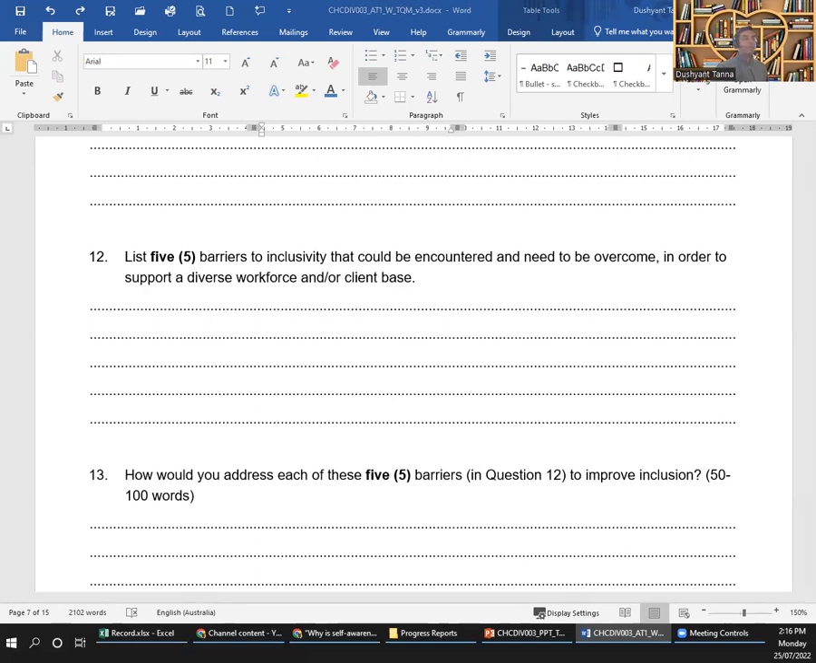List five barriers to inclusion that could be encountered and need to be overcome. Number one, the biggest barrier is policy. Policy supports as well, but if the policy is not on track, it can be the biggest obstacle. That needs to be amended, and that's why you need to review the workplace policy.